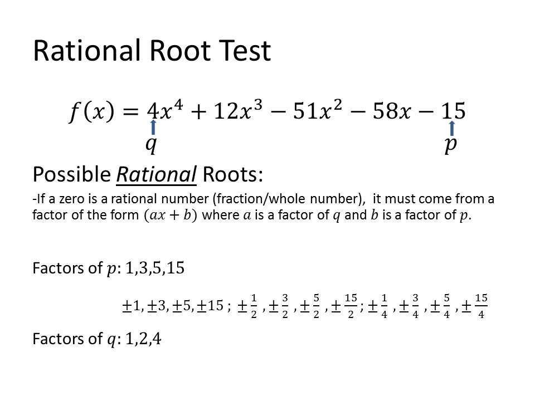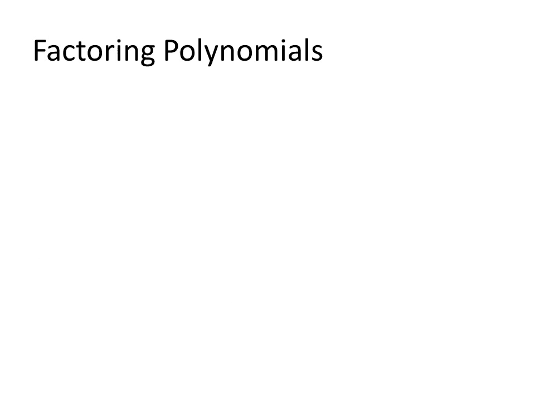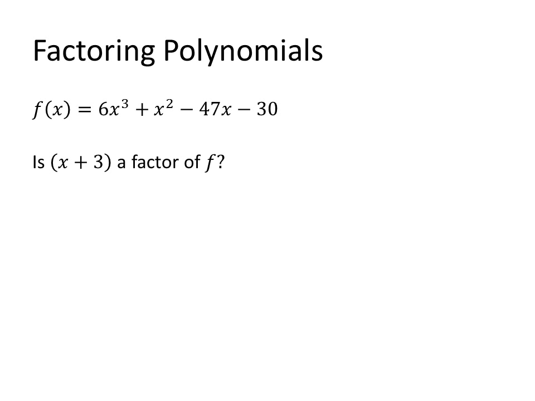In doing so, now we have a list of all the possible rational factors or rational roots. If a 0 is a rational number for this polynomial, it must come from this list. So that is the first step in factoring polynomials, knowing what are the possible factors.